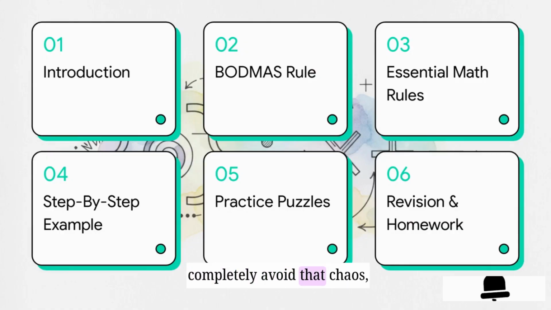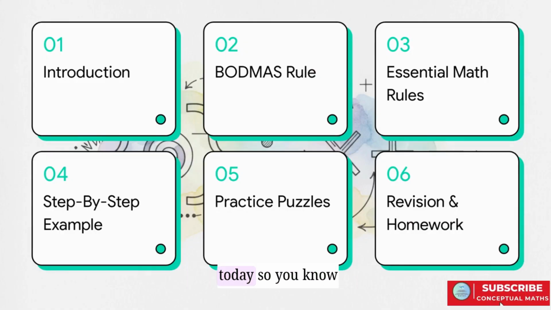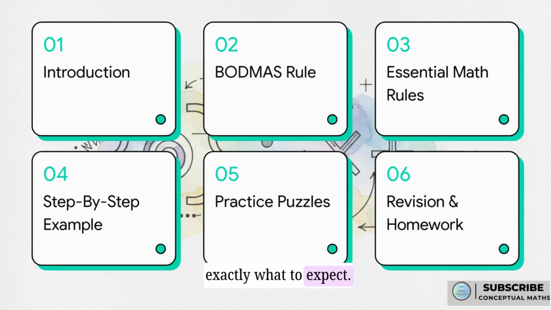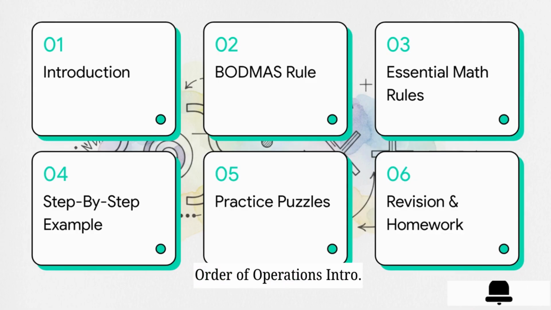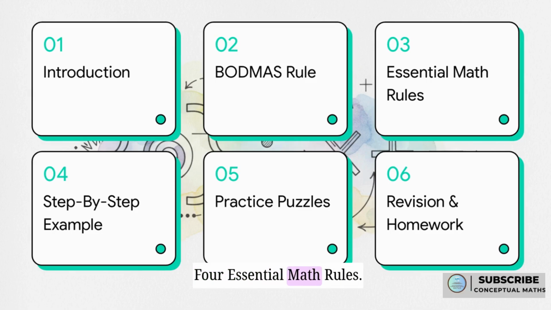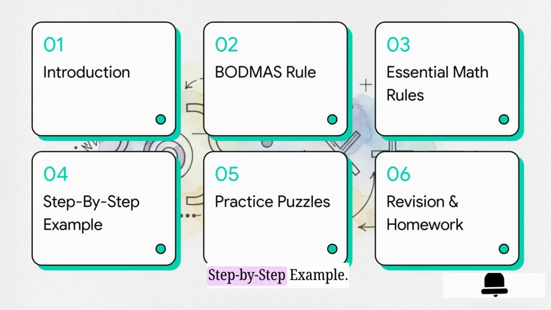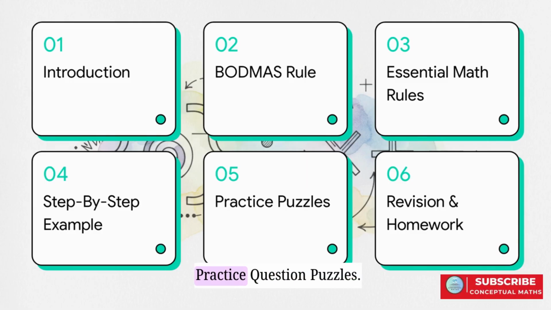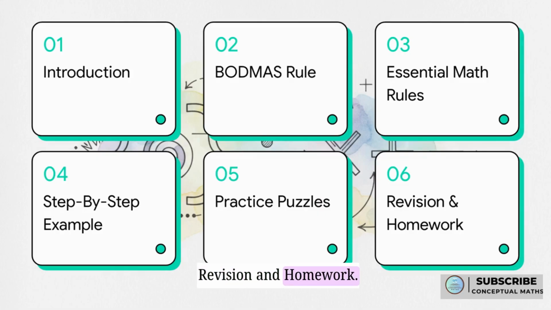To completely avoid that chaos, here's our roadmap for today so you know exactly what to expect. Number 1, Order of Operations Intro. Number 2, the Golden Rule, BODMAS. Number 3, 4 Essential Math Rules. Number 4, Step-by-Step Example. Number 5, Practice Question Puzzles. And finally, number 6, Revision and Homework.